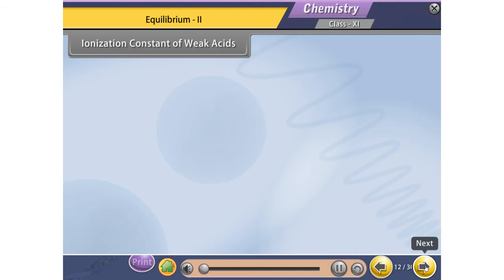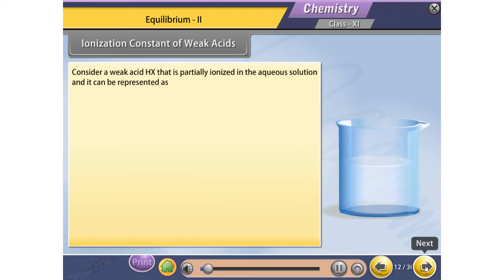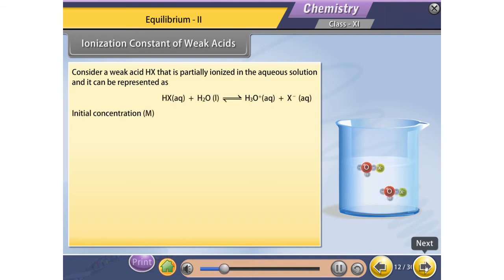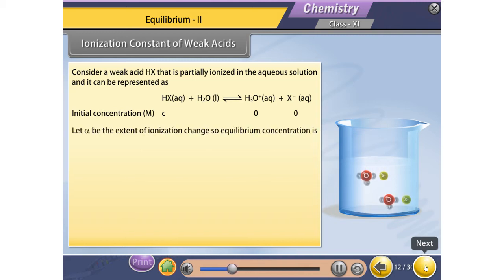Ionization constants of weak acids. Consider a weak acid HX that is partially ionized in the aqueous solution. Let the initial concentration of HX be C. Let alpha be the extent of ionization, so the equilibrium concentration of HX is C minus C alpha. The H3O+ equilibrium concentration is plus C alpha, and the X- equilibrium concentration is plus C alpha.